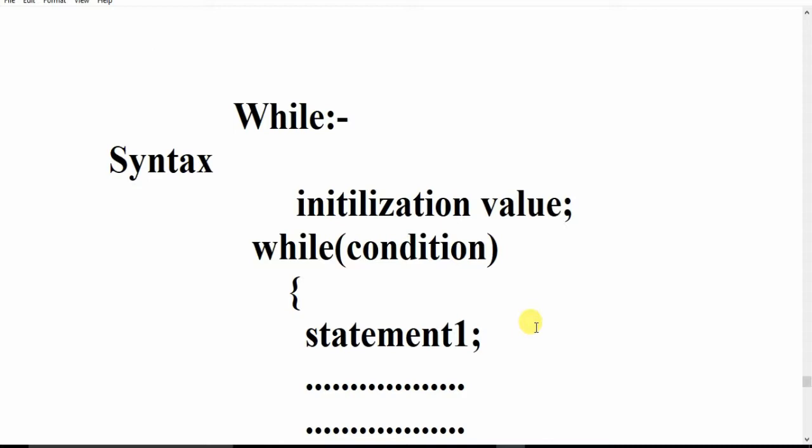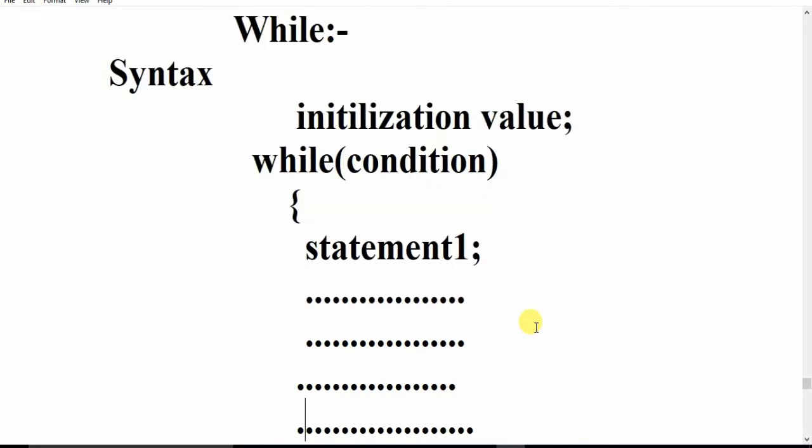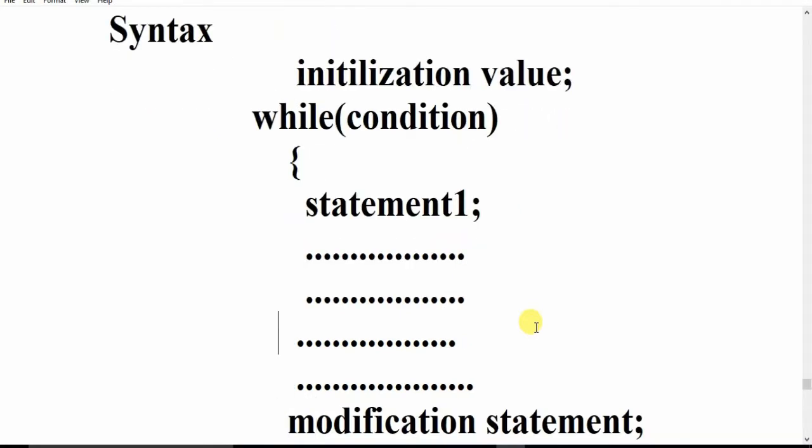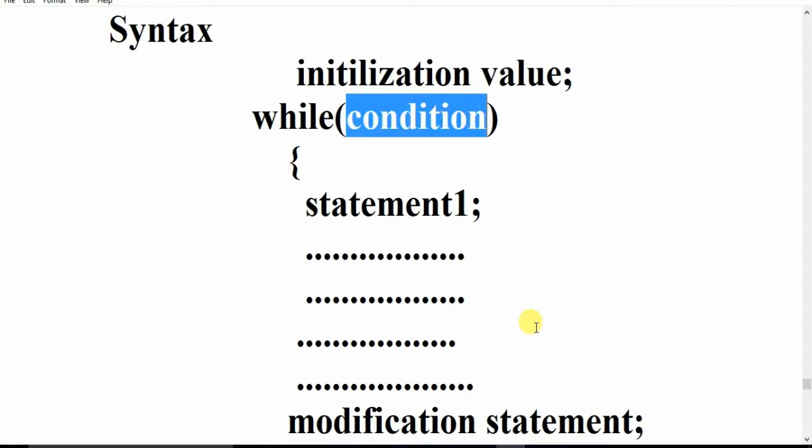Now the second one is while. What is while here? Initialization value, while condition. In case the condition is false the first time, it will not execute the while block statements. While the condition is true, it will enter the while block, then execute the statements. After modification, it again passes the control to the same while to check whether the condition is true or false. While true, it again passes the control to the same while block statements to execute.